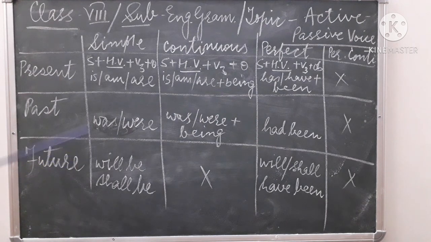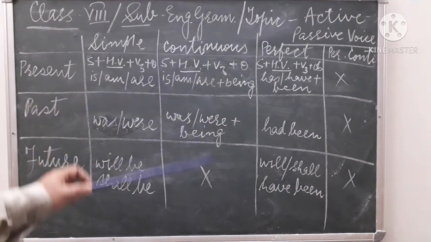Next, simple future. If a sentence is given in active voice in simple future, how do we convert it into passive? For example, I shall win the race. It is active voice of simple future. How will it be converted into passive? The race will be. We do not use shall here. Along with race, will be, because it is third person. The race will be won by me.